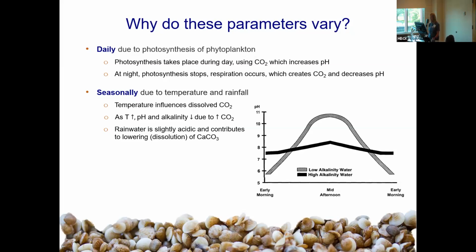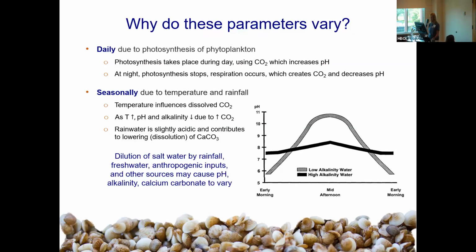They also can vary seasonally, both due to temperature and rainfall. So as temperature increases, so does the capability of pH and alkalinity. It decreases due to increased carbon dioxide. Rainwater, slightly acidic, and that will also contribute to lowering of alkalinity or calcium carbonate. The take-home message on this variability to a seed producer is dilution of salt water by significant rainfall, fresh water, whether runoff or riverine sources, anthropogenic inputs, and other sources may cause pH, alkalinity, and calcium carbonate to vary.